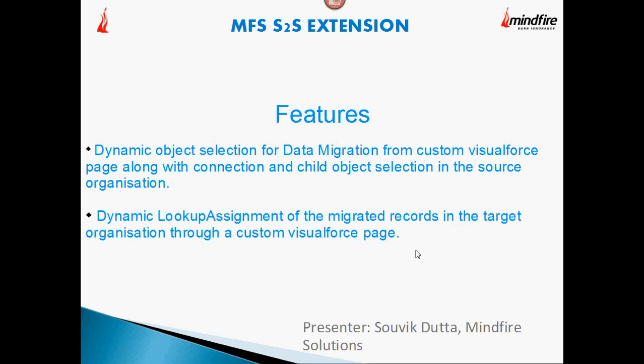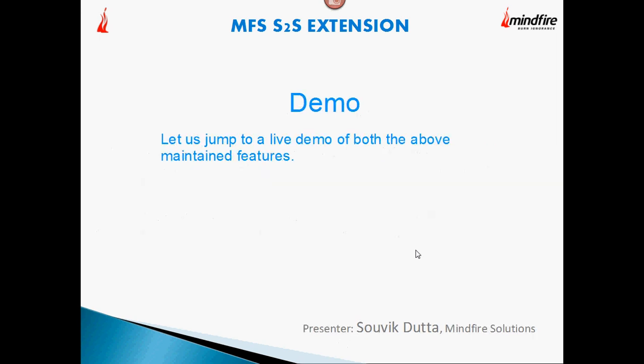Then comes the features of our app. First of all, we have created a dynamic object selection where users can dynamically select objects whose records need to be migrated from one organization to another. After the object is selected, the connection selection section and the child object selection section will open, and from there they can share records. In the dynamic lookup assignment feature, in the target organization, they can assign the correct lookups there. Let us look at a demo of that.